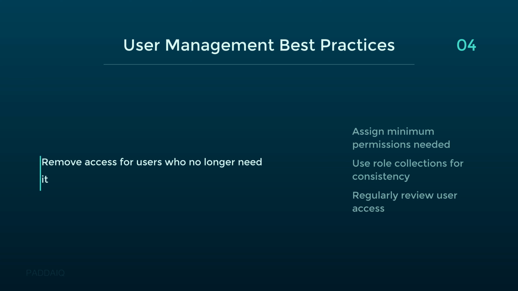Remove access for users who no longer need it. This means promptly revoking system permissions when employees change roles or leave the company. For instance, when a developer switches teams, their old project access should be removed. This simple action is a cornerstone of maintaining a secure and compliant cloud environment.